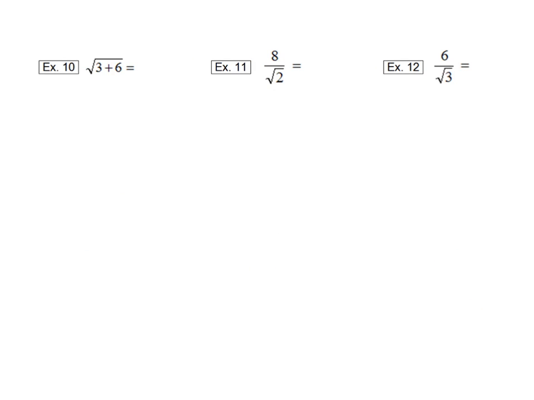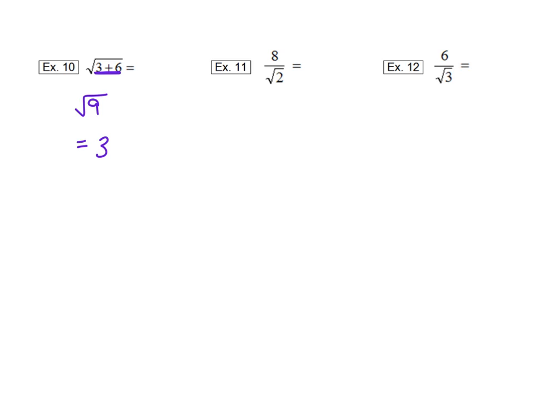All right, example 10, we have some addition within a radical, so you want to add those first. 3 plus 6 is 9, so it stays underneath the radical, and then the square root of 9 is equal to 3. All right, example 11, this one is going to be probably less common than what we've seen before.